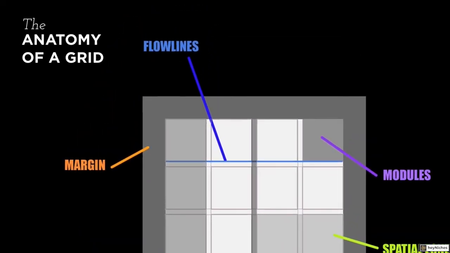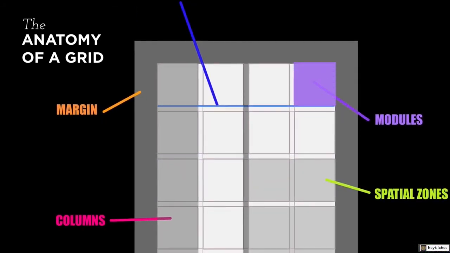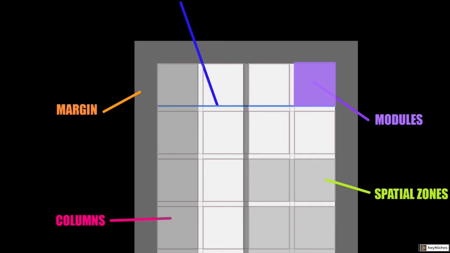A lesser known term: flow lines. Flow lines are lines that run horizontally across the grid, and they can help the reader follow content. Modules are the boxes or areas created by the vertical and horizontal lines of a grid. You can have big module boxes and a big loose open grid, or you can have very tight module boxes, a lot of them, and a very tight grid.